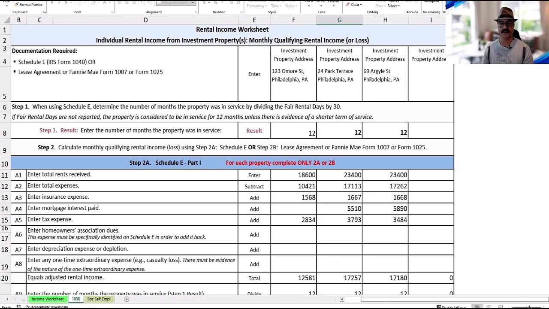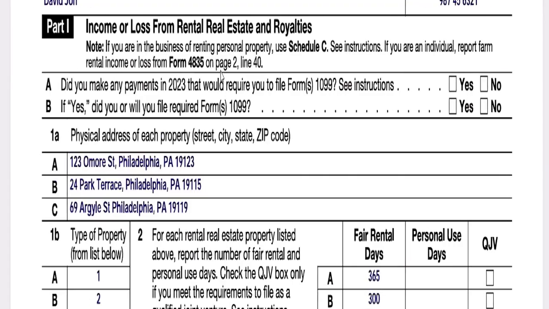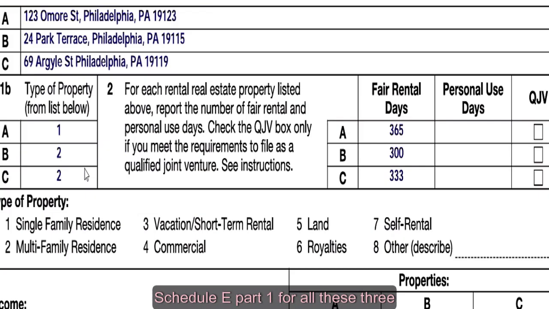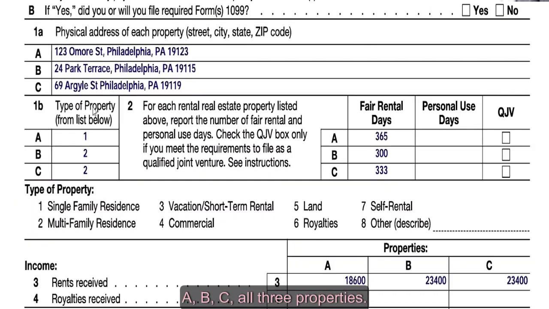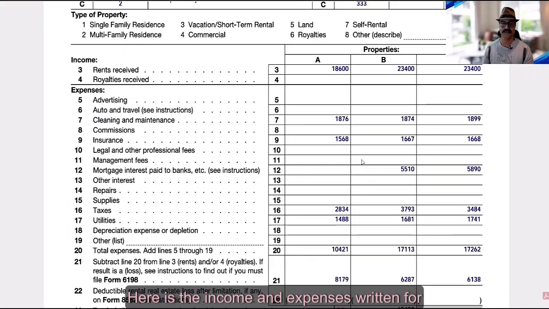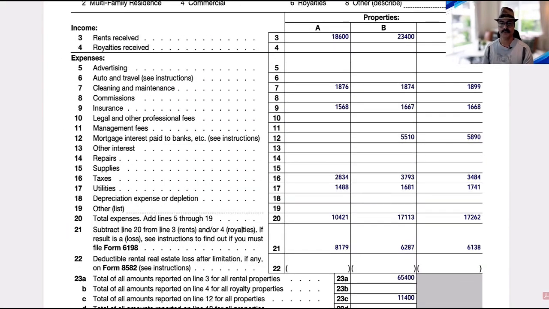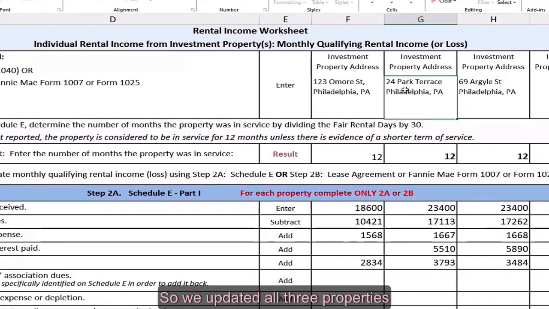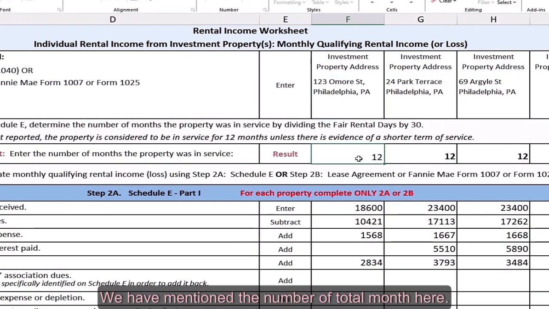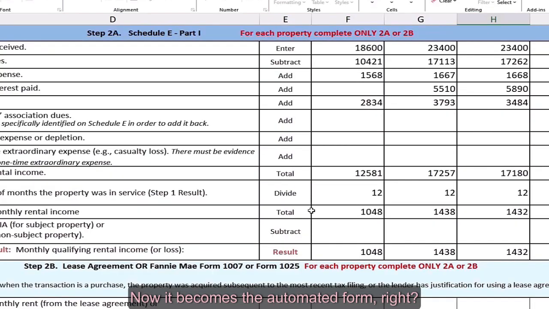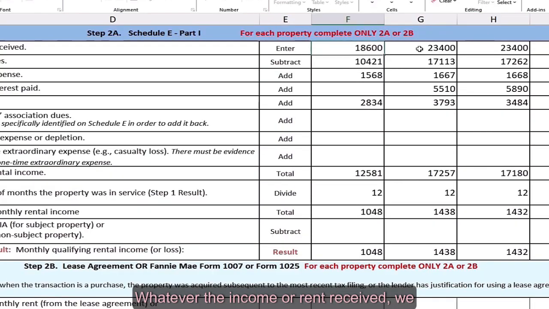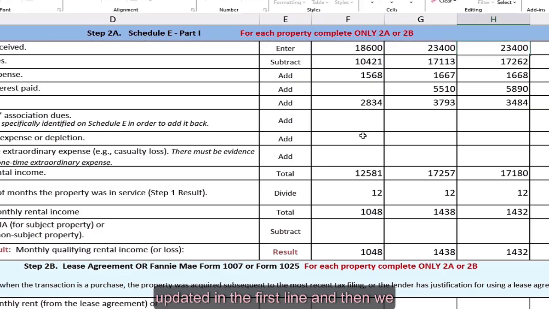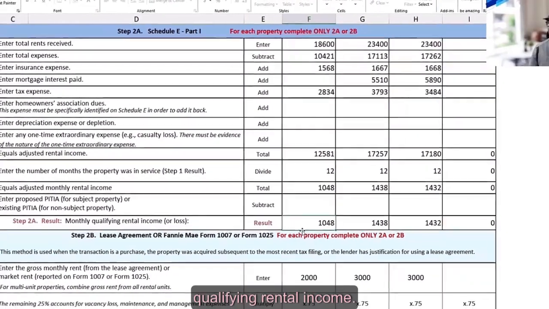What we did so far, we calculated income from our Schedule E Part 1 for all three properties, A, B, and C. Here is the income and expenses written for each property. We took our sheet one, the 1038 form. We updated all three property addresses here and mentioned the total number of months. Now it becomes an automated form. Whatever income or rent was received, we updated in the first line, then updated all the expenses downward, and we now have the monthly qualifying rental income.